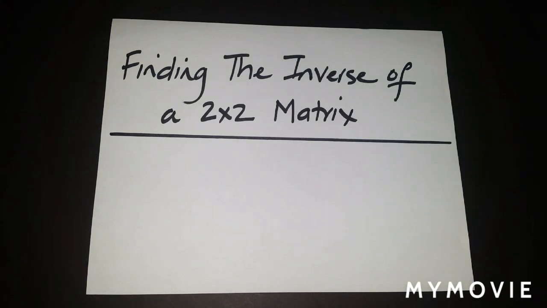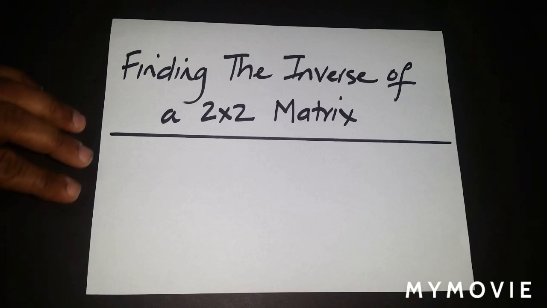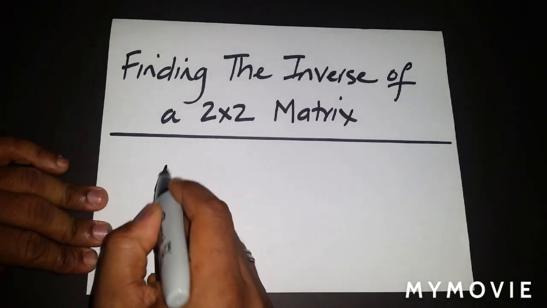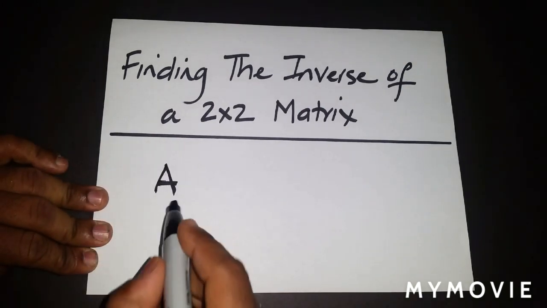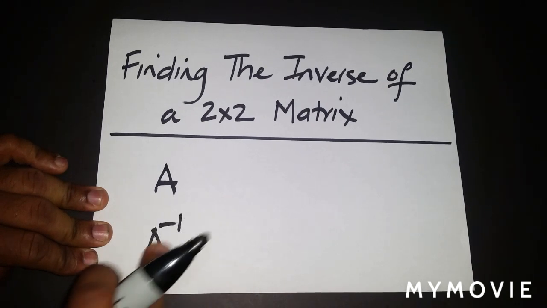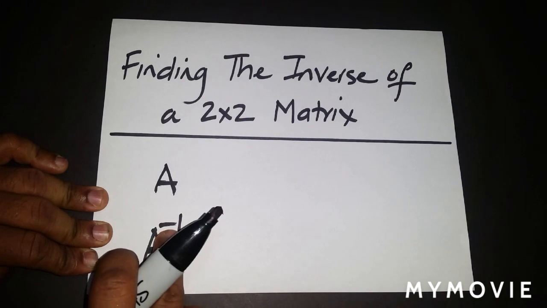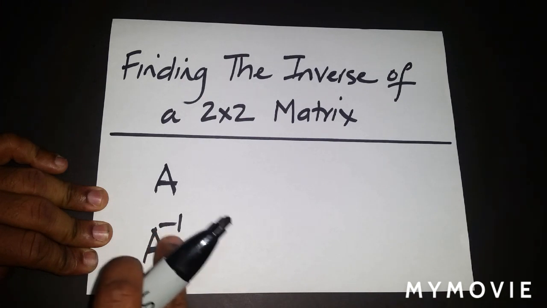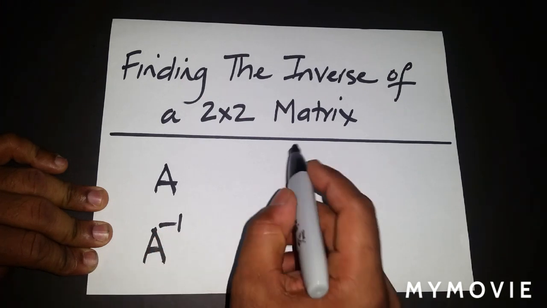Back, and we're going to be looking now at finding the inverse of a 2 by 2 matrix. Before we actually get into an example, I just want to point out, very importantly, first and foremost, that if a matrix is called A, then its inverse is denoted like that. So it's an A with a -1 superscripted, which means the inverse of A.